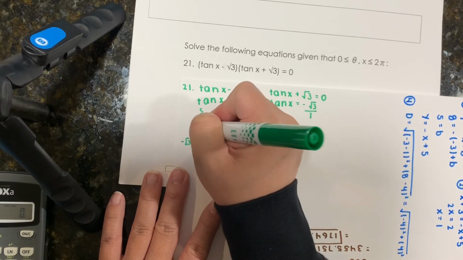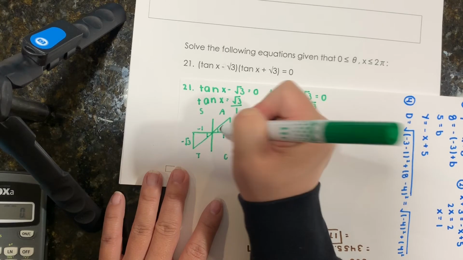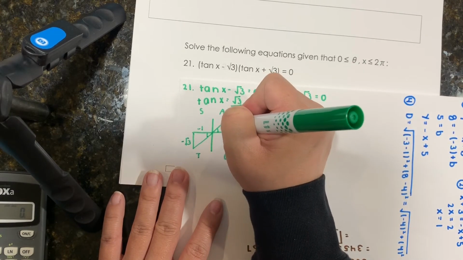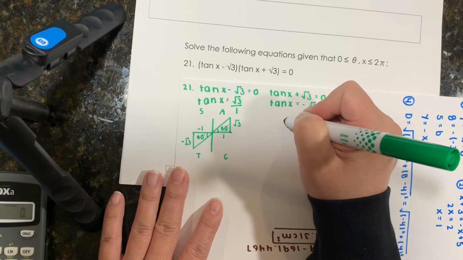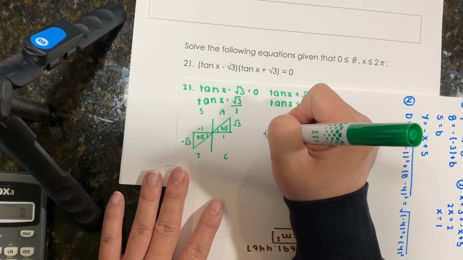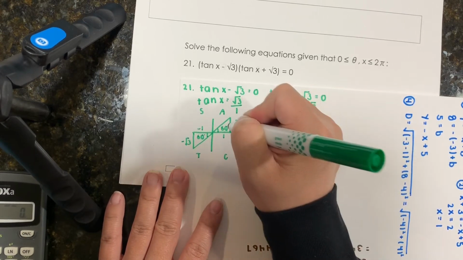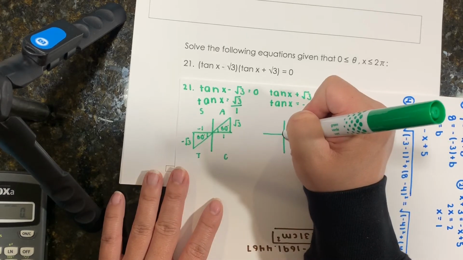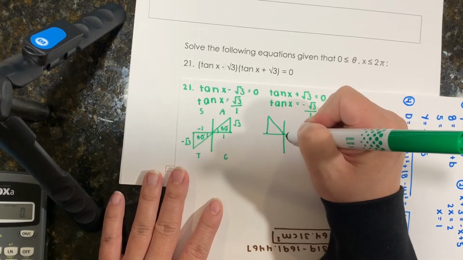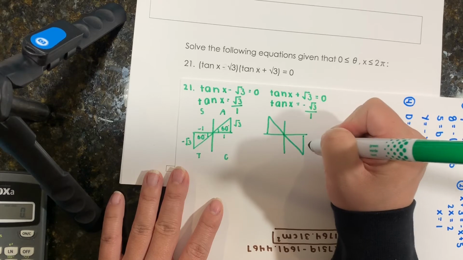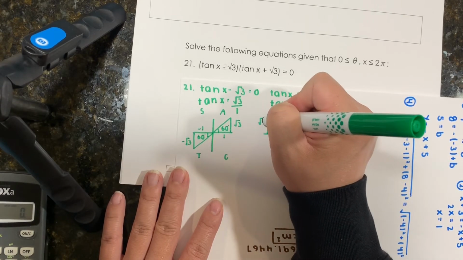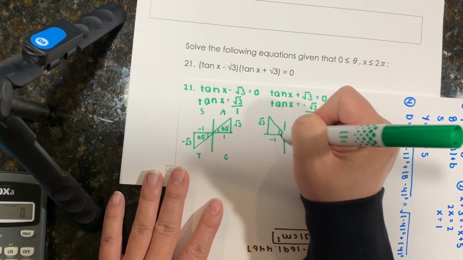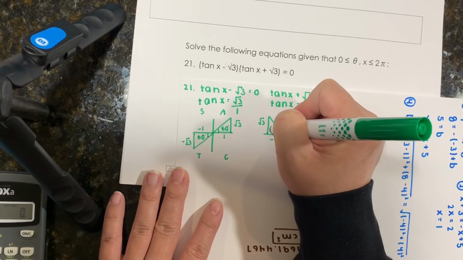Opposite, negative root 3, adjacent, negative 1. This is obviously going to be a 60-degree angle. I'm going to do the other one too while I'm at it. So this one, because it's positive in 1 and 3, it's going to be negative in 2 and 4. And negative root 3 over 1, then root 3 over negative 1. So just like on the last one, the angle is still going to be 60 degrees.